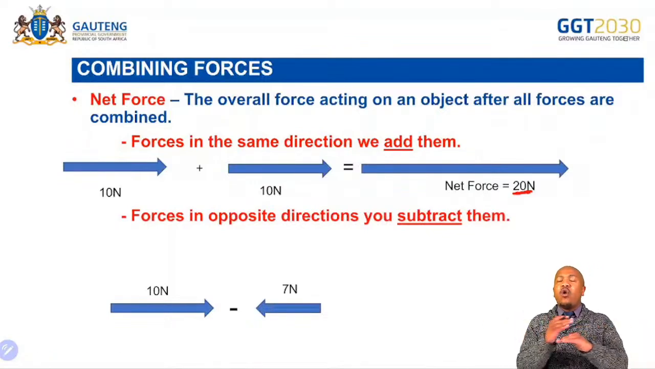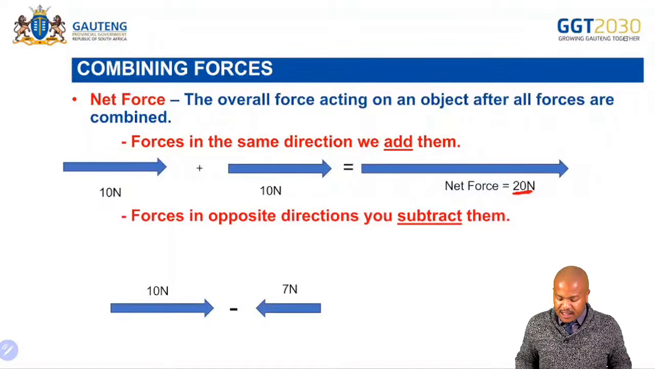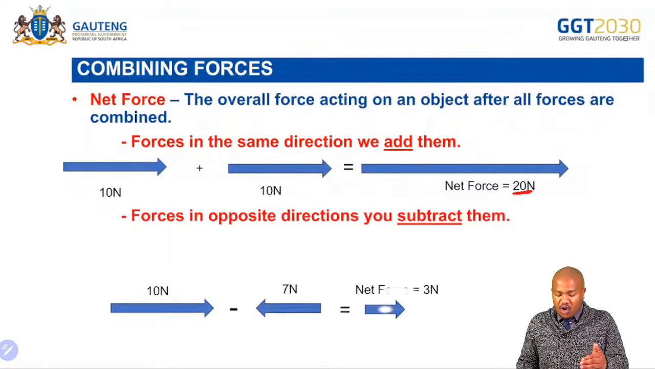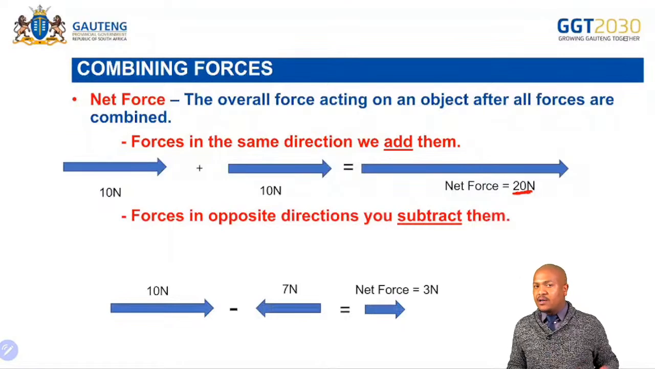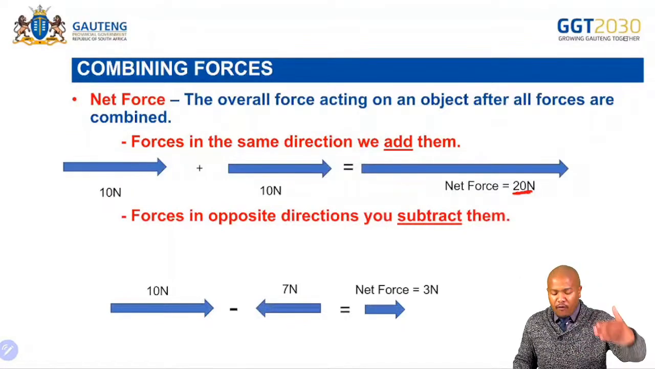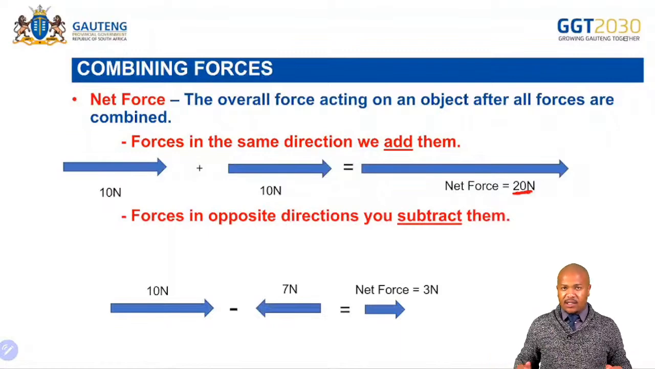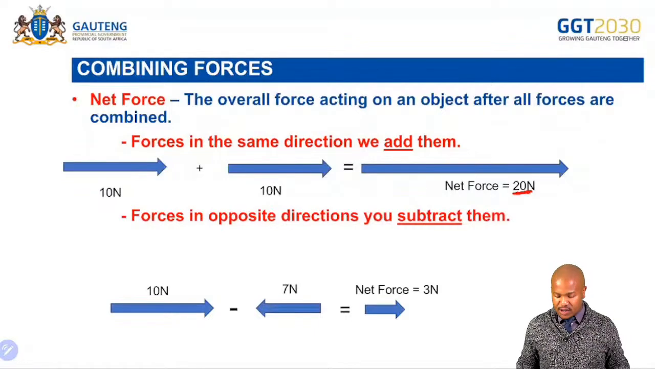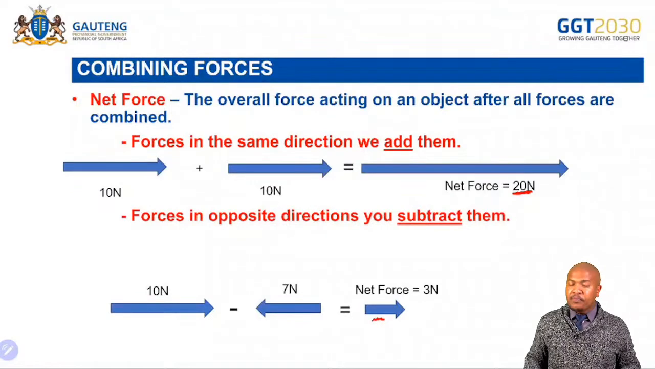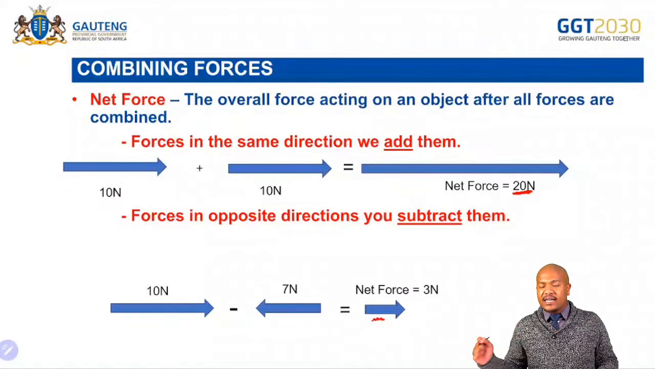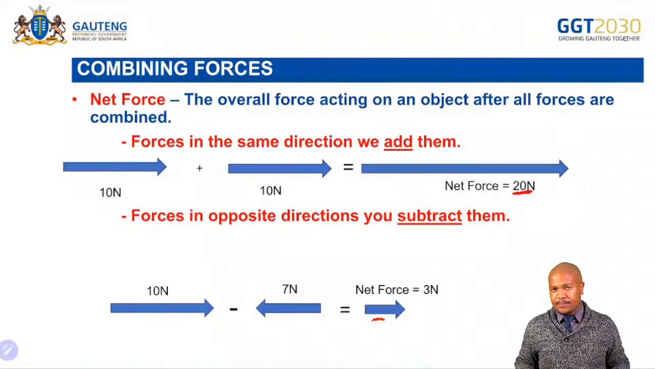These ones are in opposite directions. They are working against each other. Hence we subtract them. These 10 newtons minus 7 newtons gives us 3 newtons of force to the right-hand side, because the right-hand side is applying more force than the one going to the left-hand side. It applies 10 newtons of force, whereas the other one going to the left-hand side is applying 7 newtons of force. So our answer here is 3 newtons of force going to the right-hand side. That is our resultant force.